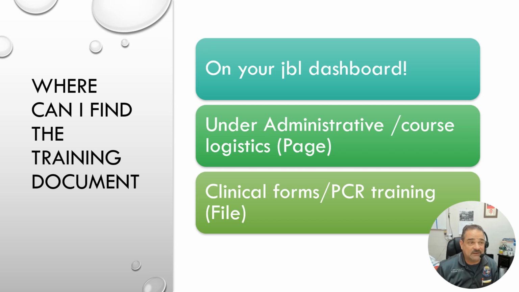Where can I find the training document? It's on your JBL dashboard. It's under the section, the block, administrative and course logistics. Then if you scroll all the way down to the bottom, I left it on the bottom because that way it's kind of easier to find. You'll see a file that says clinical forms, PCR training.